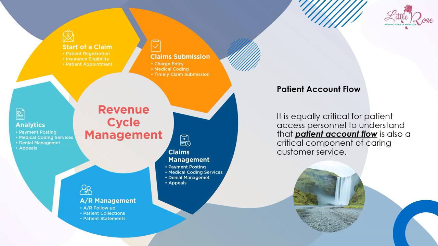A claim starts with patient registration, insurance eligibility, and patient appointment, then moves to claim submission, which includes charge entry, medical coding, and timely claim submission. Then it goes to claims management, which is payment posting, medical coding services, denial management, and appeals. And then it travels to accounts receivable management: AR follow-up, patient collections, and patient statements. After that is analytics, payment postings, medical coding services, denials management, and appeals. And then the process starts over again.